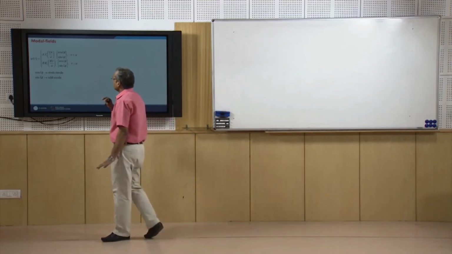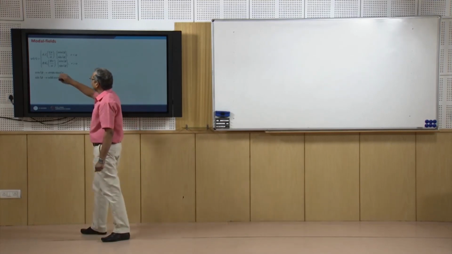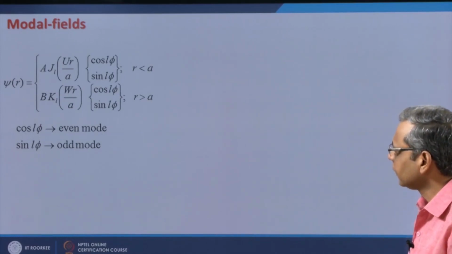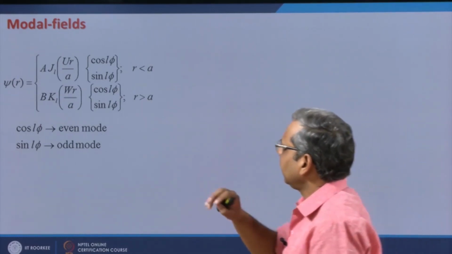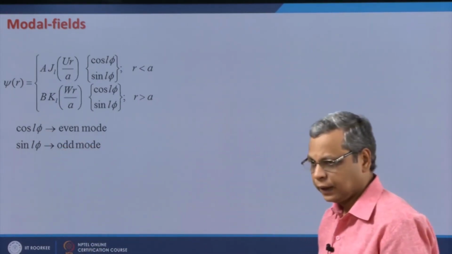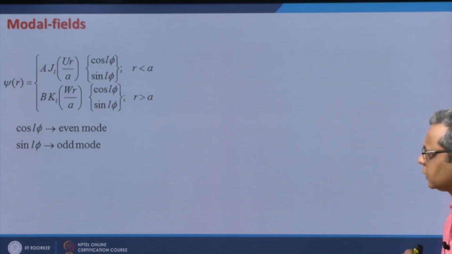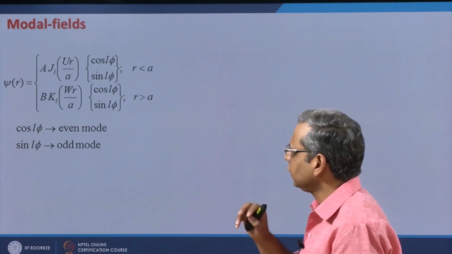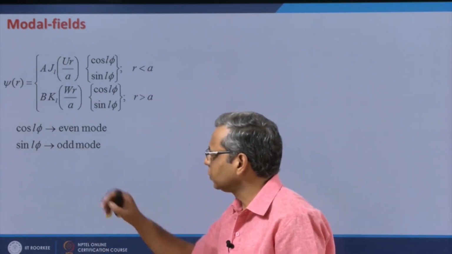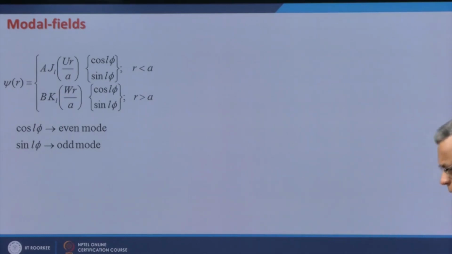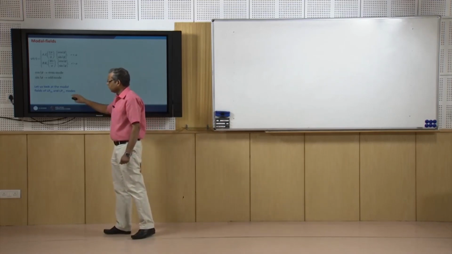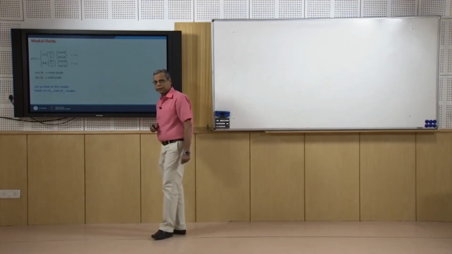The total modal field would be given by the radial part and the angular or azimuthal part. In phi direction, I can have solutions cosine L phi and sine L phi, and I label these two solutions by two different names. I call cosine L phi solution as even mode and sine L phi solution as odd mode. Now, let us look at the modal fields of LP01 and LP11 modes of this fiber.